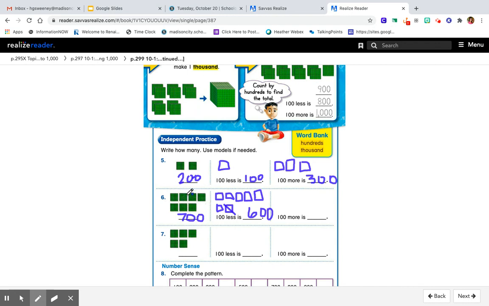Now we want to find out what is 100 more. So remember, we started with 700. So now put back 7 flats. Miss Sweeney's going to draw back out 7 flats. And it says 100 more. So that means I'm going to add another 100 flat. So what you can do is pick up another 100 flat from the pile and add to your 7. So how many flats, hundreds, do we have? 1, 2, 3, 4, 5, 6, 7, 8. So 100 more than 700 is 800.